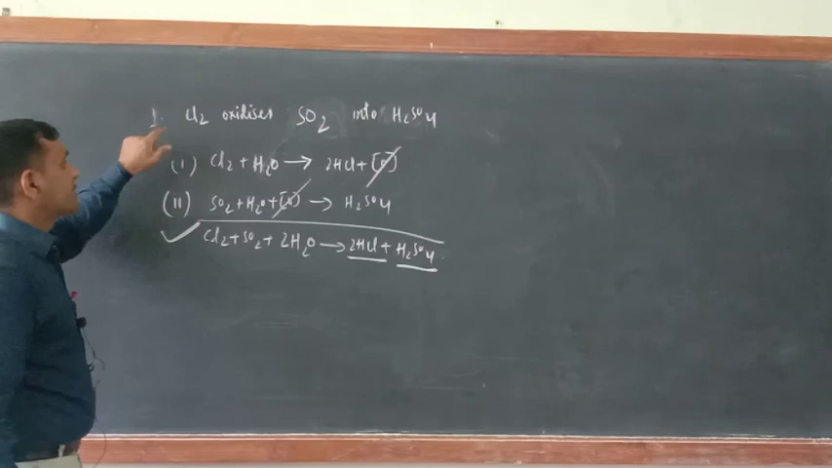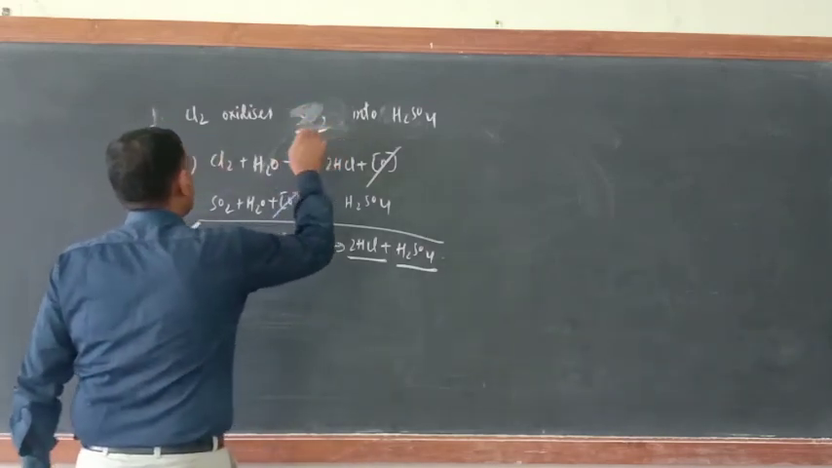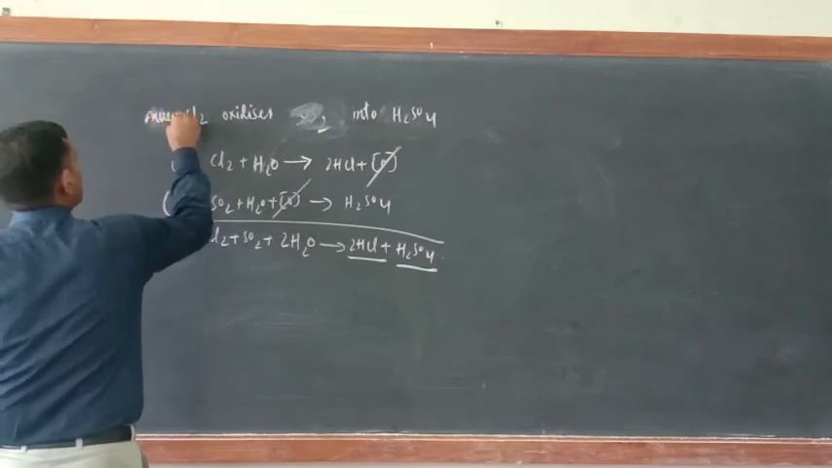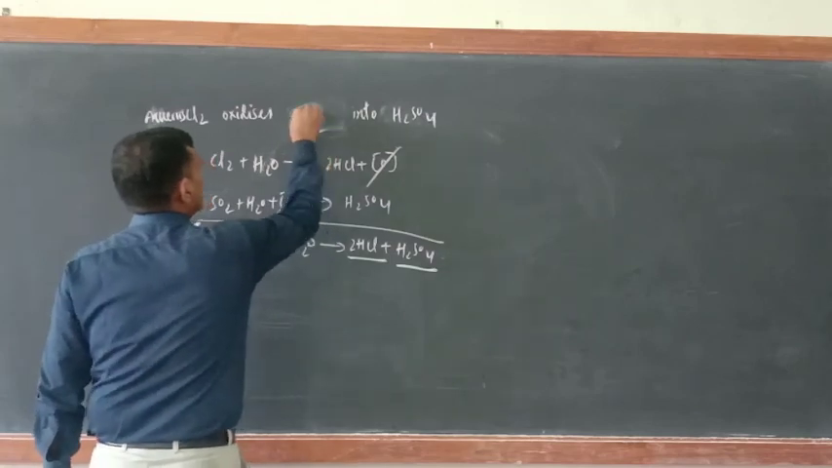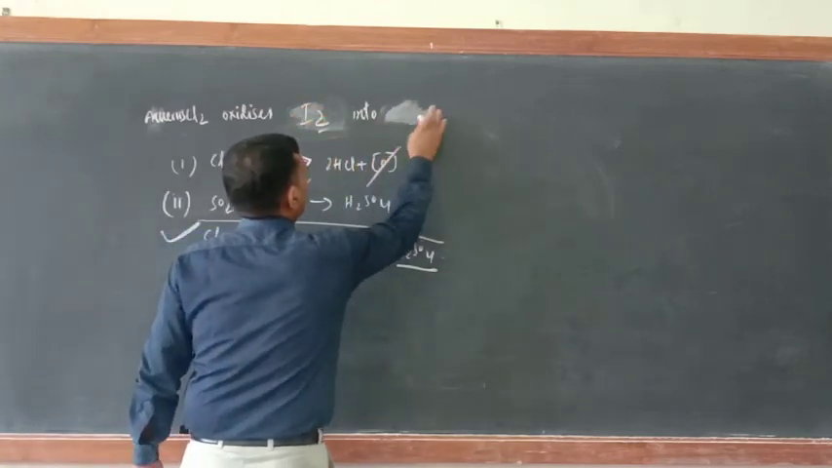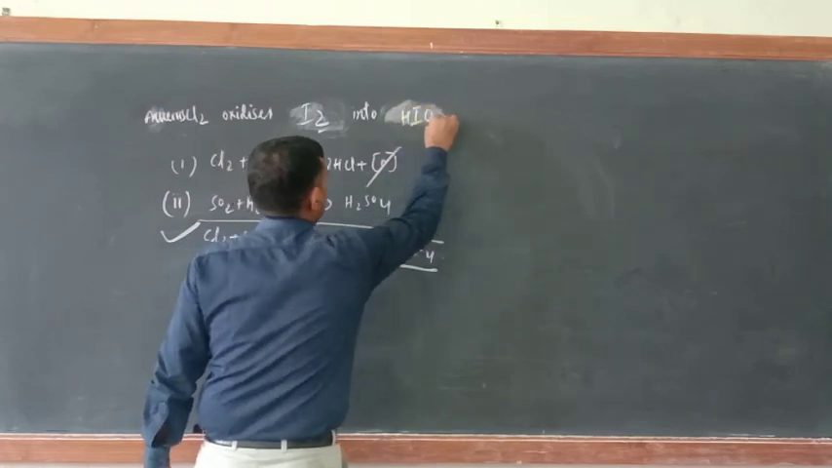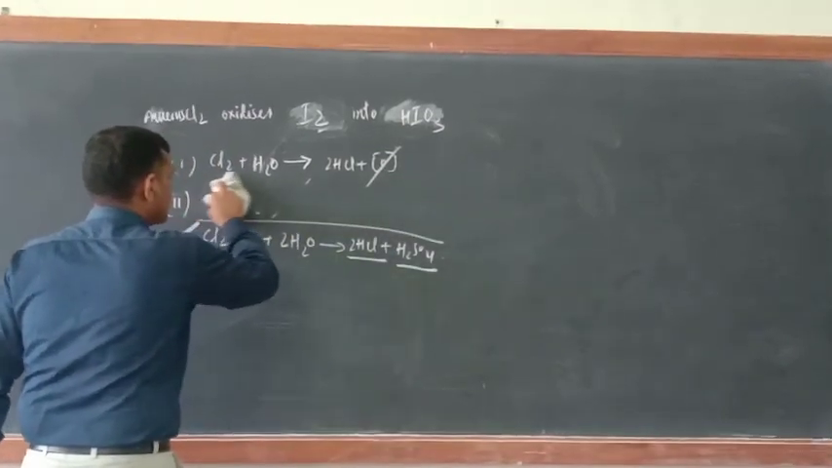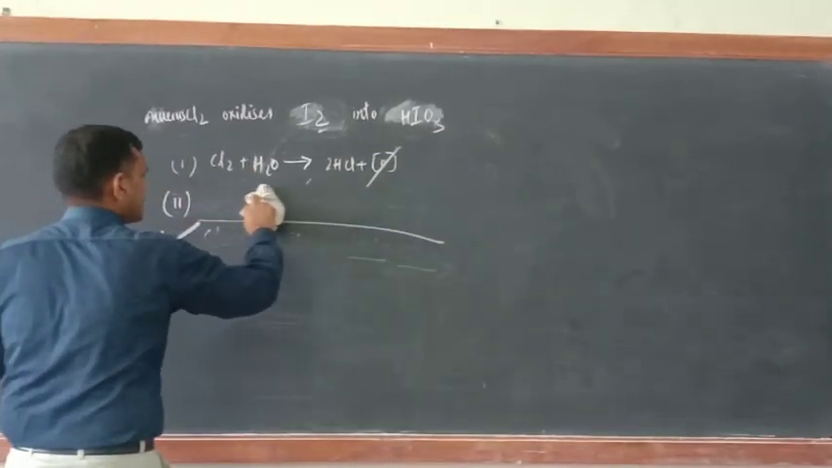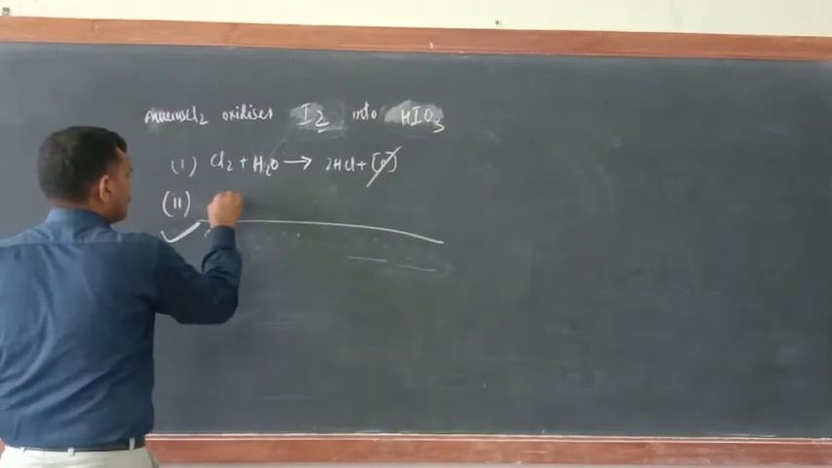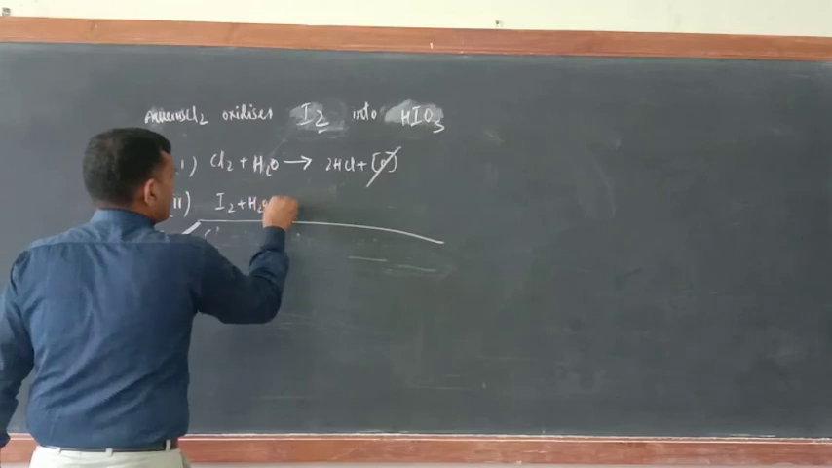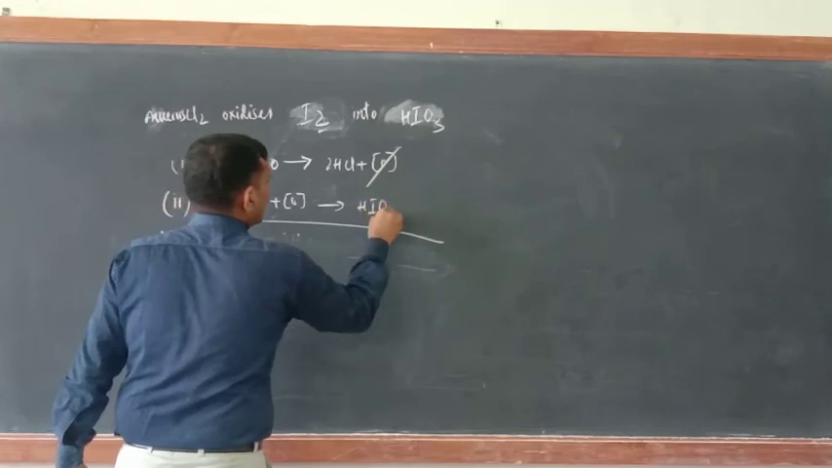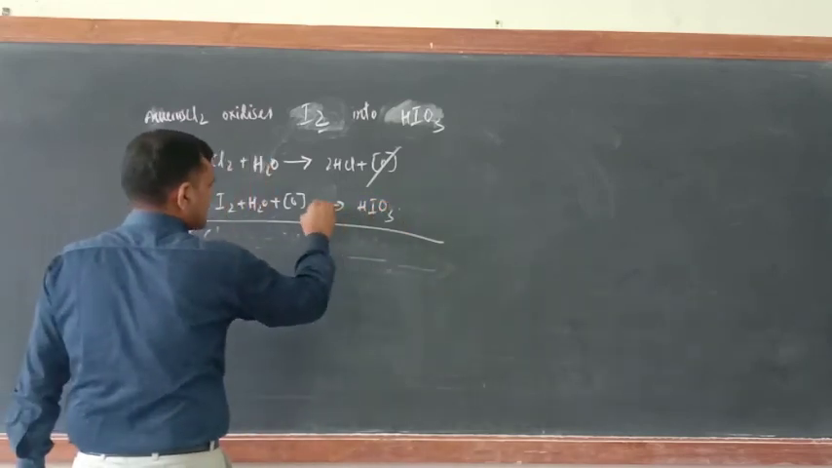Now another one, Cl2 oxidizes. Always remember, aqueous Cl2, this word must always be there. Aqueous Cl2 oxidizes I2 into HIO3, iodic acid. So the first step will be common, only the second step you have to change here. So what is the second step? Just try to understand here. I2 plus H2O plus nascent oxygen gives HIO3. So balance this step first.